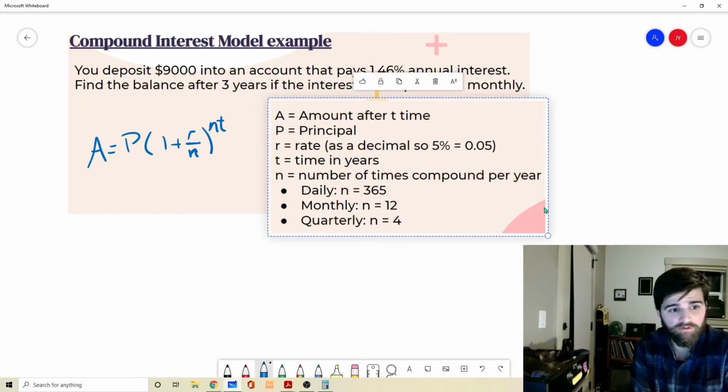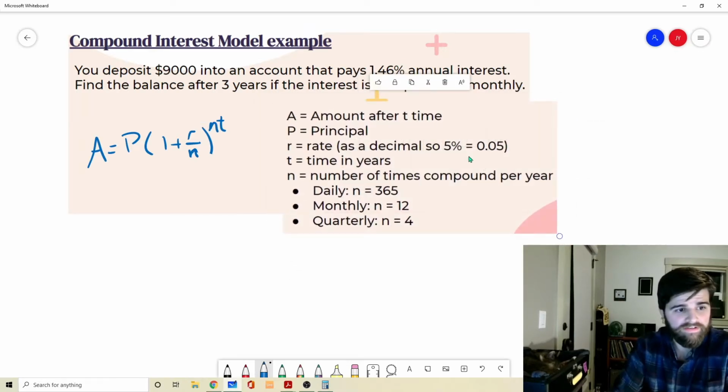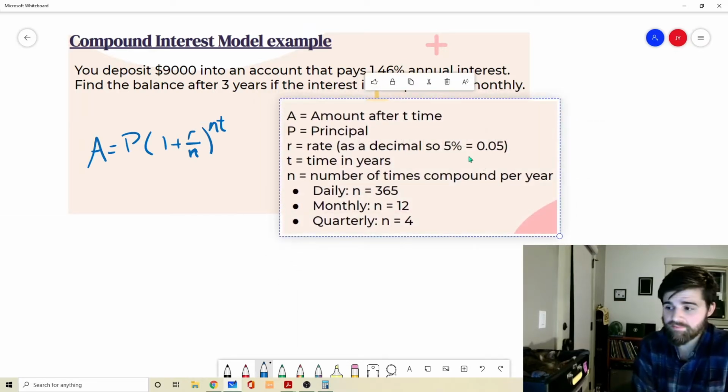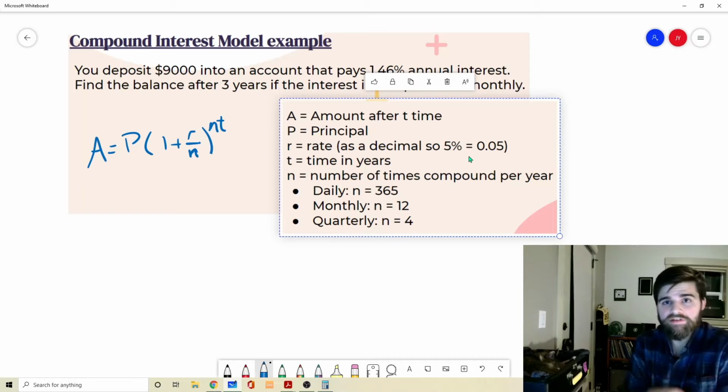R is going to be our rate. We want to make sure that we're using that rate as a decimal. And T is time, and we do time in years. And then N is what's new here. This is what makes this a little bit different than our exponential model that we've seen before. N is the number of times that we compound per year. Basically, how many times do we recalculate this interest?